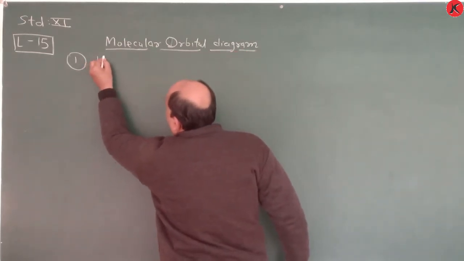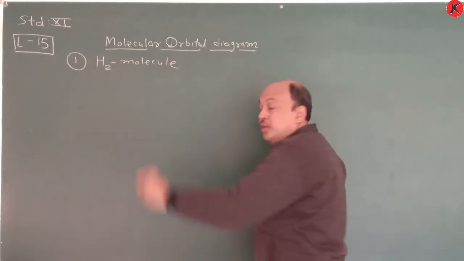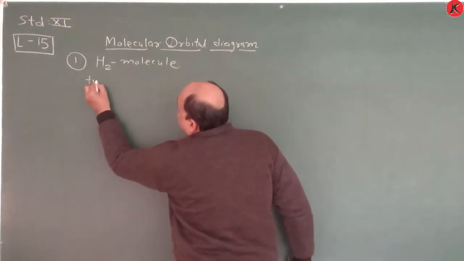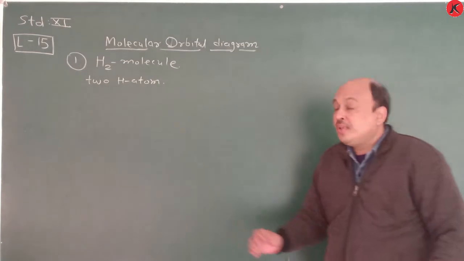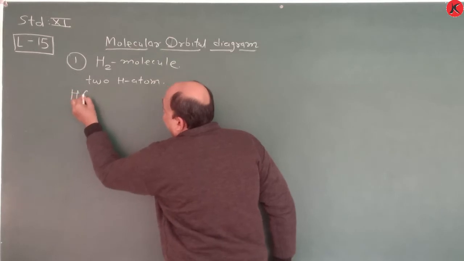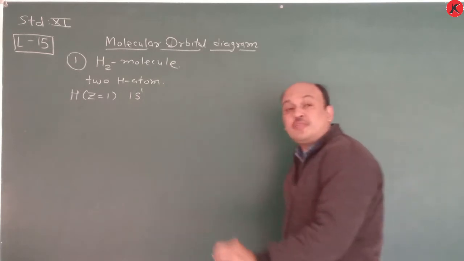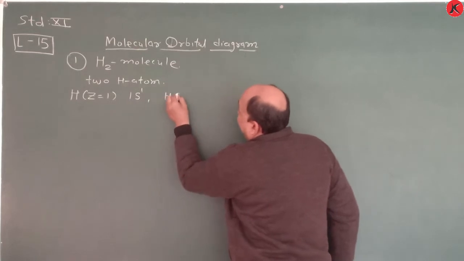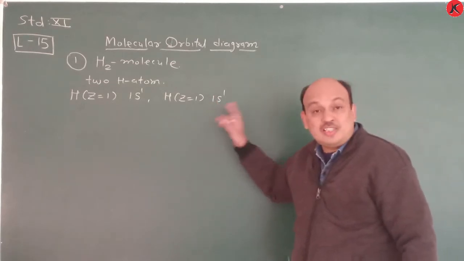Suppose we write here the H2 molecule. This H2 molecule is made up of two hydrogen atoms. Now you know the electronic configuration in the ground state of the hydrogen atom H: Z, the atomic number, is equal to 1, and the electronic configuration is 1s1. But there are two atoms, therefore once again we write H, Z equal to 1, 1s1. In the 1s orbital, one electron is present.